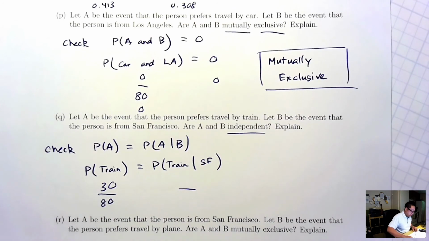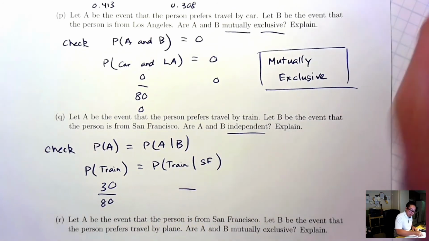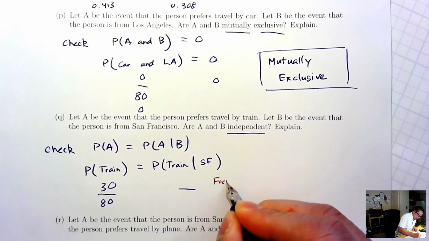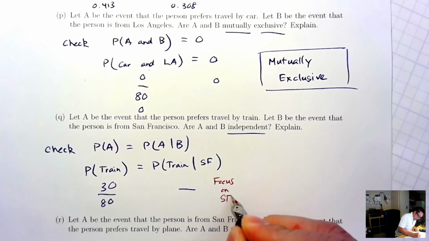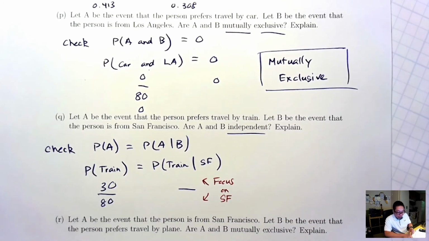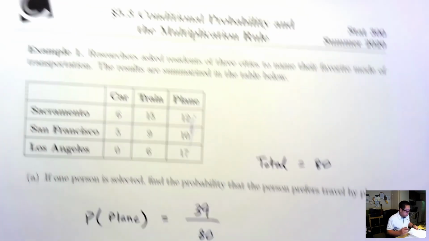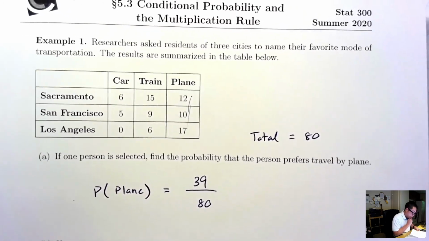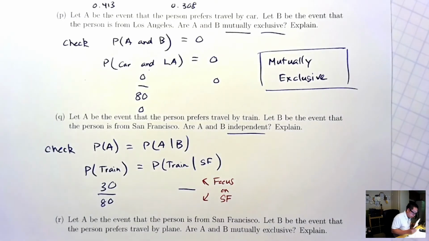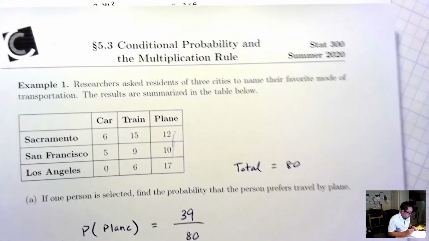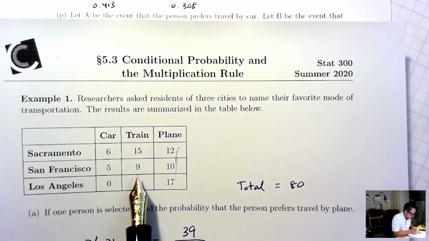On the right side, we're talking about train given SF. Okay, so this one, we should be focusing on SF for both the top and the bottom. All right, so focusing on just the SF numbers, how many are there total? So just SF numbers, 5, 9, 10. Total is 24. Okay, still focusing on just the SF numbers, how many are train? So just SF numbers, train would be 9.